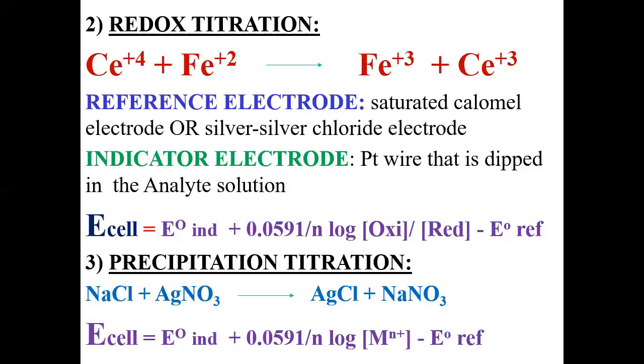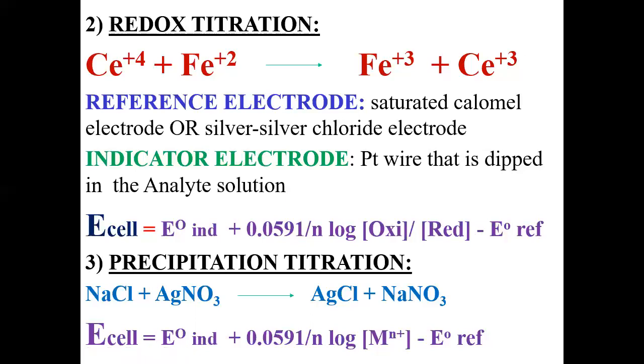Here the EMF of the cell is given by the standard electrode potential of the indicator electrode plus 0.0591 divided by n into log of the concentration of the oxidizing species divided by the reducing species, minus the standard EMF of the reference electrode. So this is the redox titration.